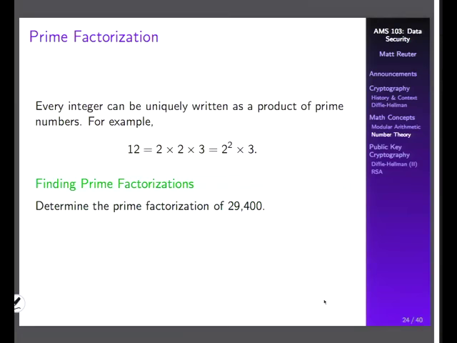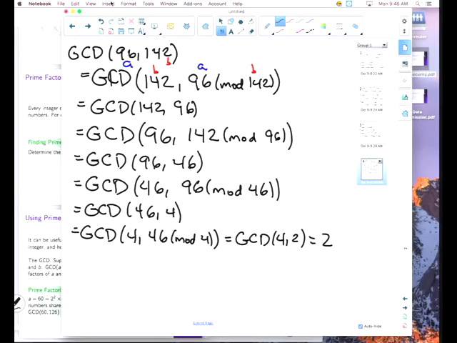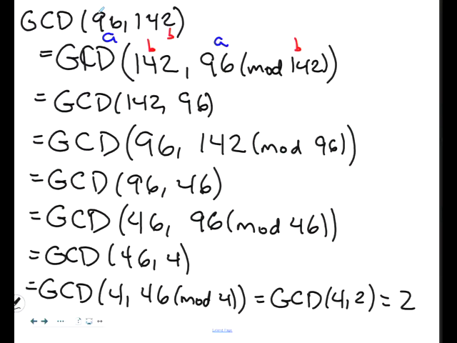Okay, so then maybe as our last example today, we can determine the prime factorization of 29,400. Okay? Anybody have a guess as to what that is? Good. Okay, so we're going to back out and go over to the whiteboard again. And so we had 29,400. And so we want to find the prime factorization.